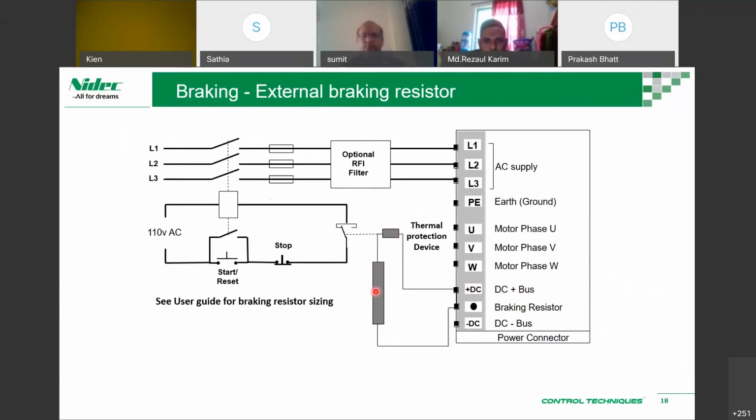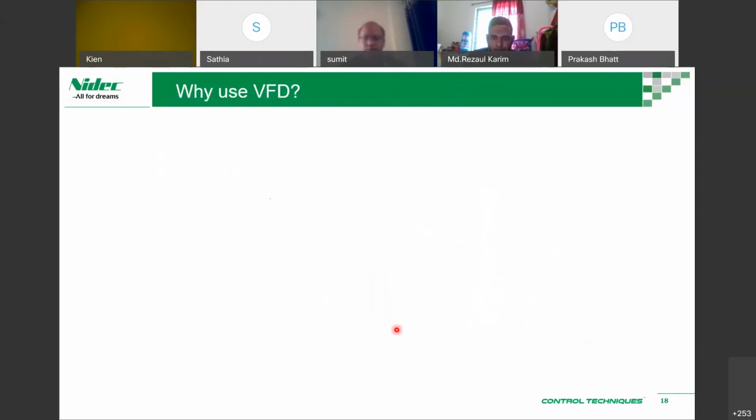I mean, if your resistor is broken because it has been overheated for so long and stuff like that, and you don't have this, we will still be running the drive without this protection, and we may blow up the capacitors. So this is one of the suggested protections that we use when we are trying to install a braking resistor.